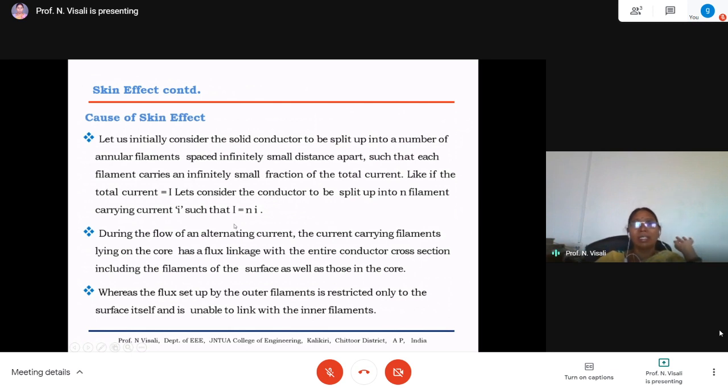Let us initially consider a solid conductor split into a number of annular filaments spaced an infinitely small distance apart, such that each filament carries an infinitely small fraction of the total current. If the total current is equal to I, let's consider the current to be split up into n filaments, each carrying current i, such that I is equal to n times i. During the flow of alternating current, the current-carrying filaments lying in the core have a flux linkage with the entire conductor cross section, including filaments on the surface as well as those in the core.